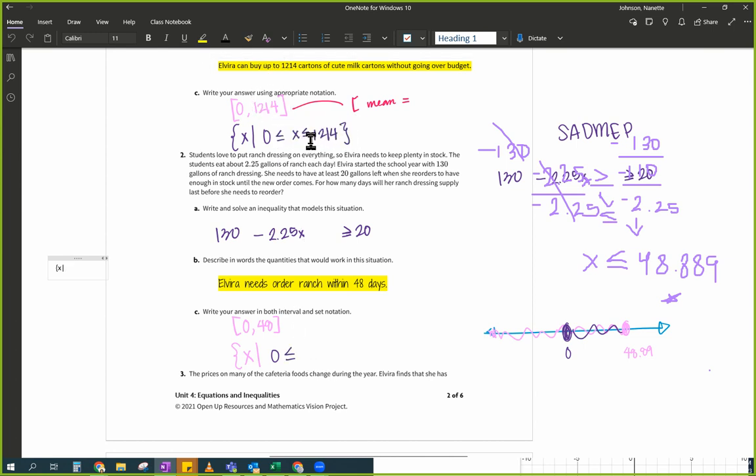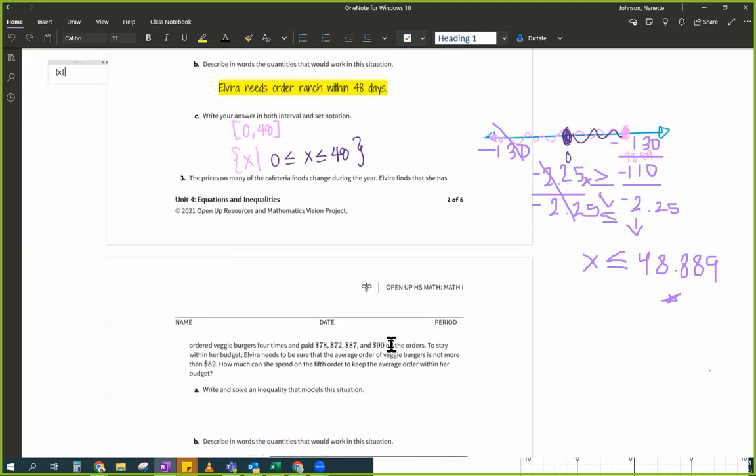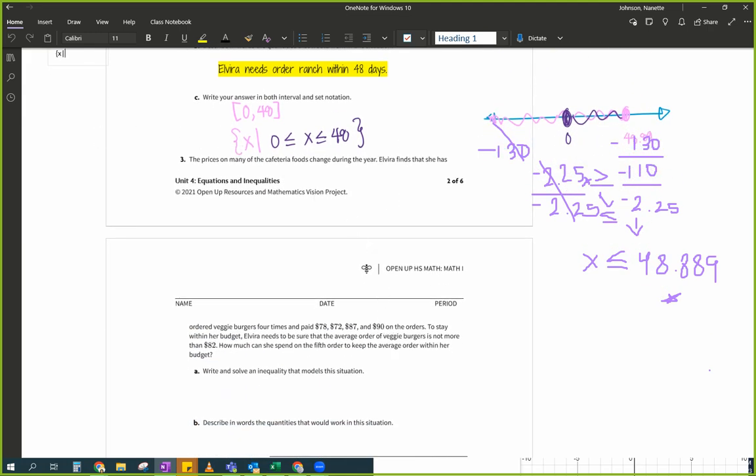I want to tell you how to read this. When you're reading this, you read from the inside out. So you can order any day less than or equal to 48 and greater than or equal to 0. Some people say "but." It doesn't matter. "And" and "but" in this case are the same. So any day less than or equal to 48 and greater than or equal to 0 makes sense. All right, let's try another one. Uh-oh, I'm going to clear your board.